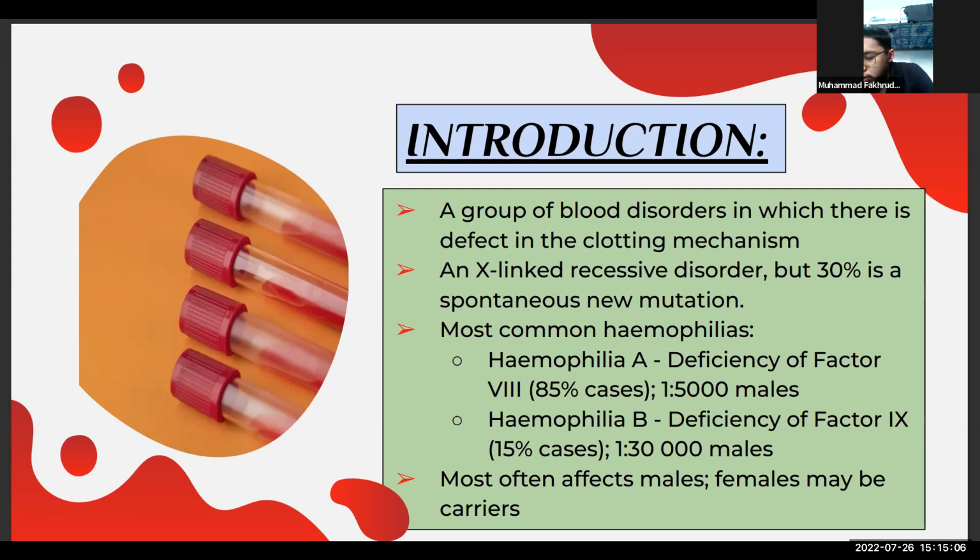And the most common hemophilia is of two types, hemophilia A and hemophilia B. Hemophilia A is a defect of factor number 8, which consists of 85% of the cases. Meanwhile, hemophilia B is a defect of clotting factor number 9, which consists of 15% of the cases. So next we go to the next slide. We go to the inheritance pattern.